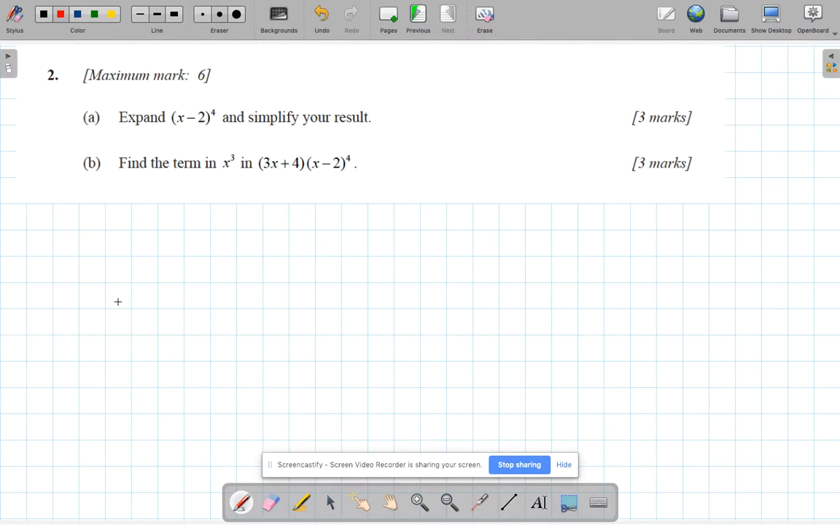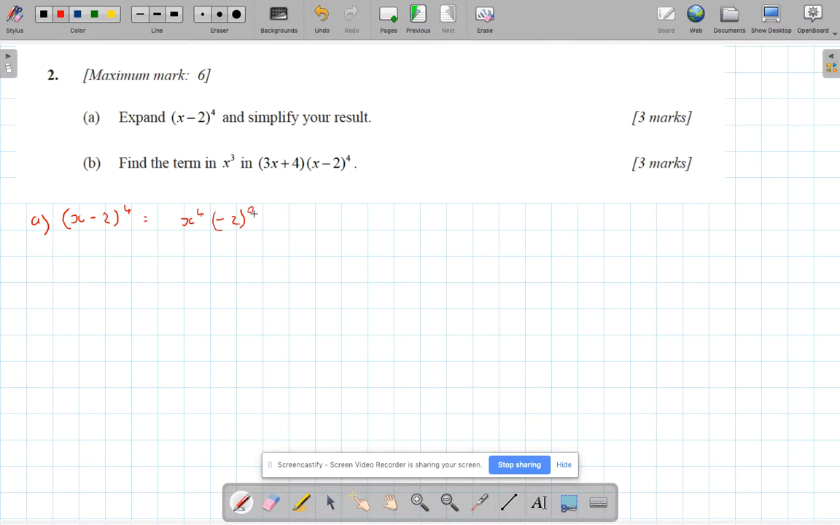Okay, this question is a little bit more challenging than the average binomial expansions because of the second part. The first part is quite easy. It's x minus 2 to the power of 4. And I'm going to get 5 terms from this. And the first term is going to be simply x to the power of 4, and it's going to be minus 2 to the power of 0.